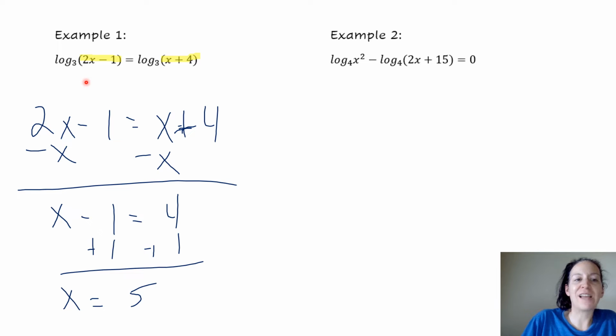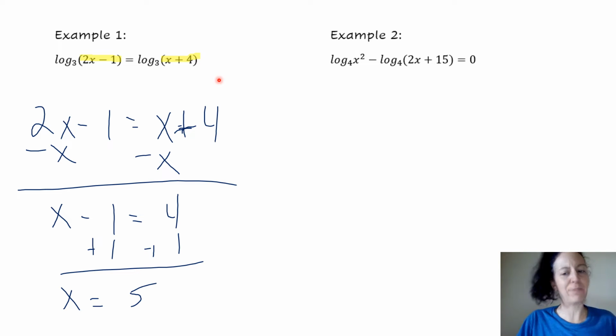2 times 5 is 10, minus 1 is positive. And honestly, it doesn't matter what it is as long as you're checking to make sure it's positive. 5 plus 4 is positive. Okay, so you don't have to do it out. I mean, hopefully you know that 5 plus 4 is 9, but it's not something that you have to do out. You can just check to make sure it's positive.